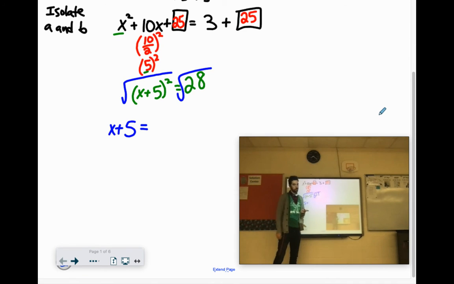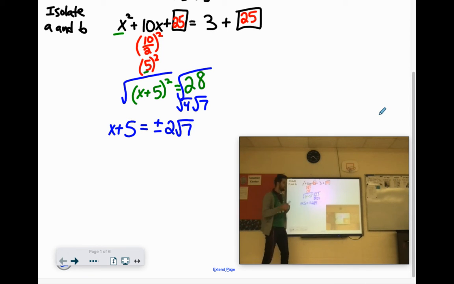28 is not a perfect square, but it has perfect squares in it, so it could be 4 times 7. Oops, I'm going to write 4 first. 4 times 7, which the square root of 4 is 2, so 2 root 7. But remember, it can also be negative 2 root 7. Now, if you want, you can list this as two separate equations. X plus 5 equals 2 root 7, and x plus 5 equals negative 2 root 7. Or you can just keep it mushed as one.